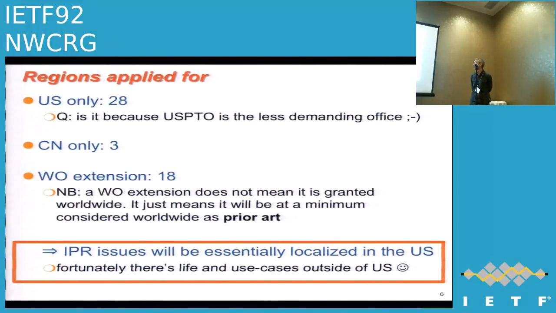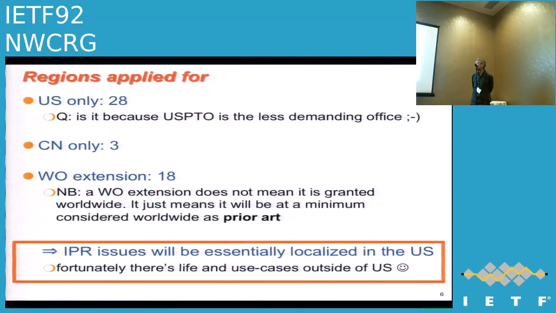Why it is so is an open question. Then China, we found 3 patents that were only applied to in China, and then the WO, which means that this patent is put in the international database, and if somebody anywhere in the world wants to apply for a patent, then the patents in this category will be considered. So it's very important from this prior art.